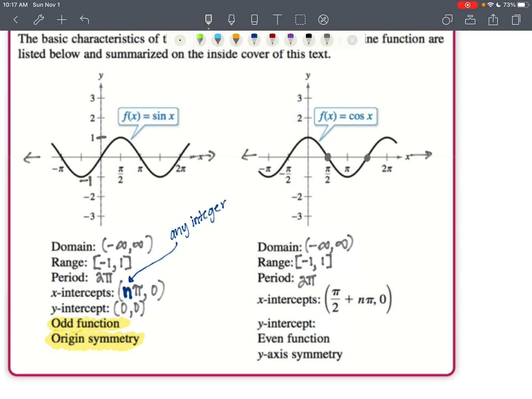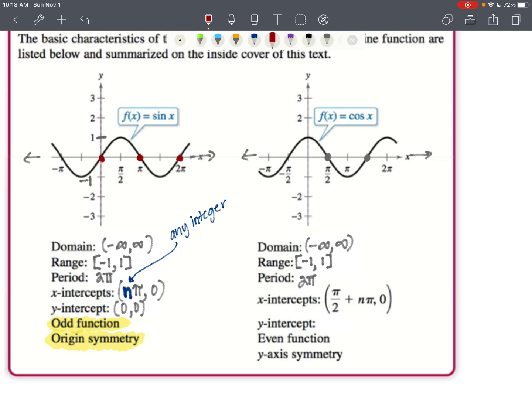So how we write that is pi over 2 plus n pi. If I take pi over 2 plus 1 pi, that would give me 3 pi over 2. If I take pi over 2 plus 2 pi, that would give me 5 pi over 2. And then, of course, I could subtract as well. I could do pi over 2 plus -2 pi, and that would give me -3 pi over 2. So that's how that works. All the pi over 2's is where your x-intercepts are going to be. For the sine function, all of your whole numbered pi values are your x-intercepts.